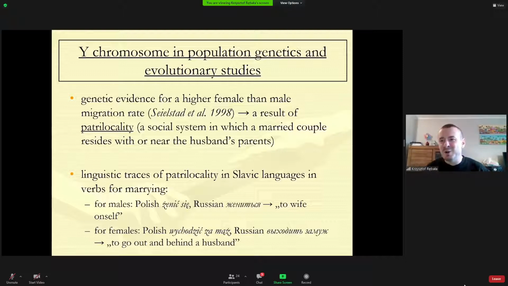It means actually that she quits and follows her husband, okay? So this patriarchality, which is not practiced anymore in Poland, is preserved in the language. The daughter, the woman, was leaving the place where she was living, and she was following her husband. It's also preserved in some traditional songs, wedding songs.